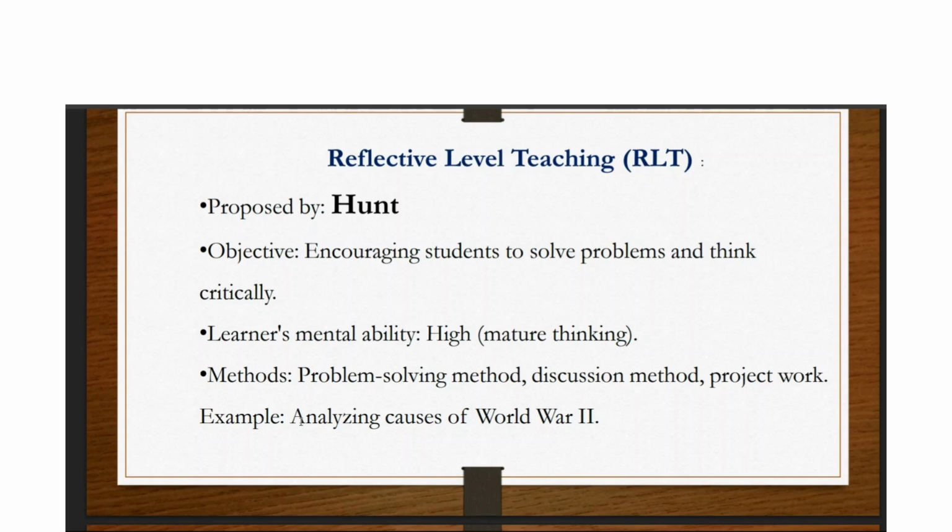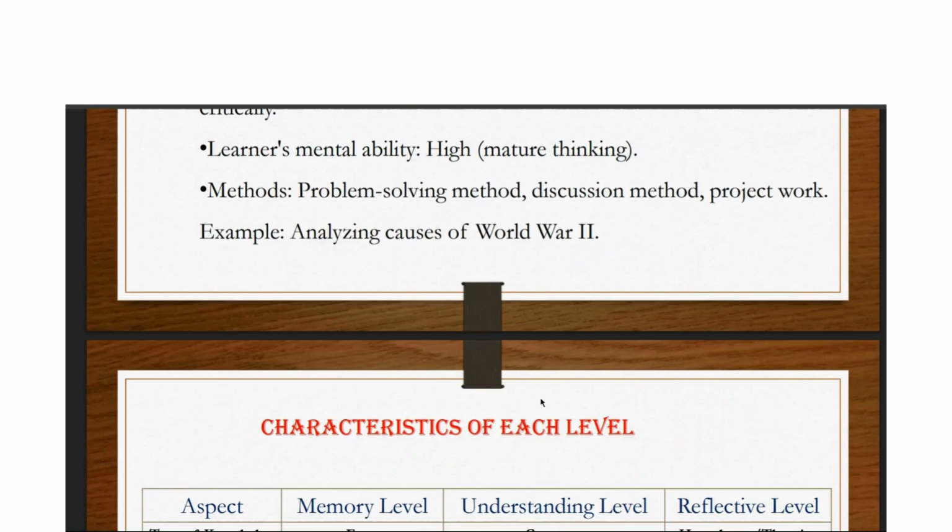An example is analyzing causes of World War II. When the World War started and when it ended is memory level of teaching. What are the causes behind World War II is understanding level of teaching. And analyzing the causes, what the world needs to do to avoid another world war, is the reflective level. So it needs higher cognitive abilities.